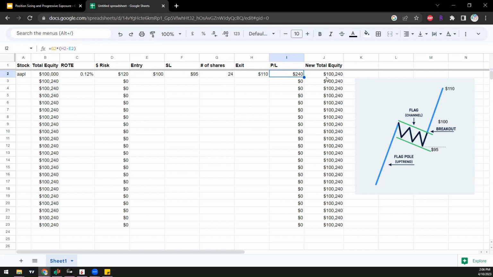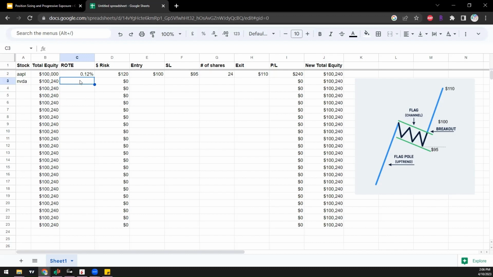Now, once I've made this profit of $240, it gets added to my brokerage account. And so my new total equity would be $100,000 plus $240. So the next day I come in, I now have $100,240 in my account, and I find NVIDIA. I find a similar bull flag setting up on NVIDIA, and I decide, okay, I want to take another long trade in NVIDIA. Now, remember, we need 2 profitable trades at 0.12% before we can increase the risk, right?